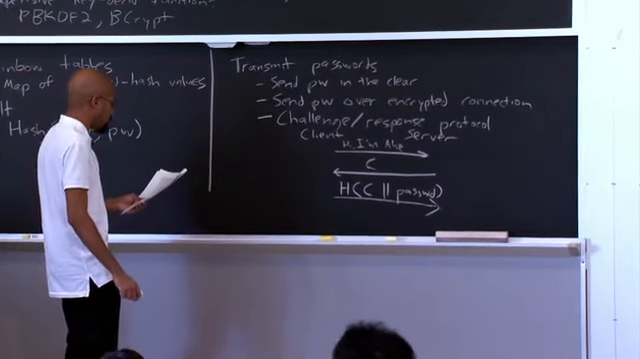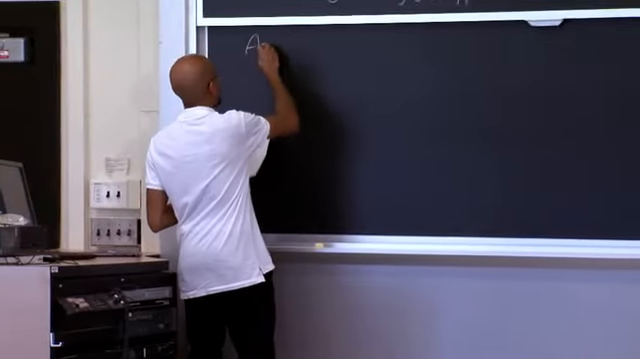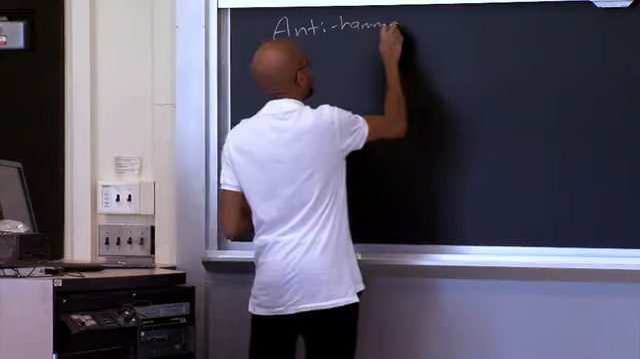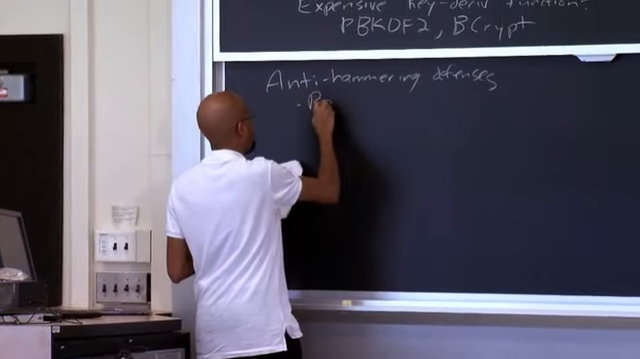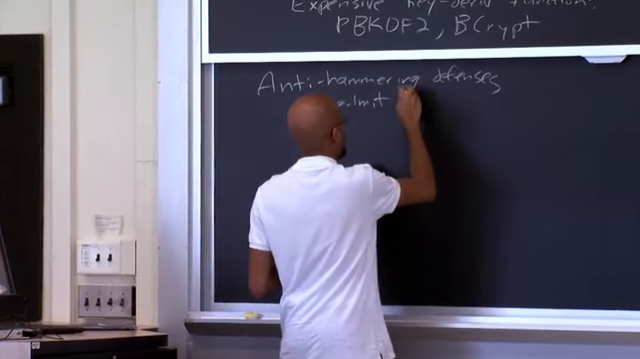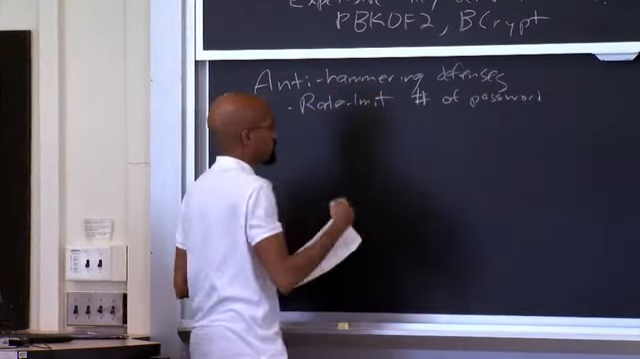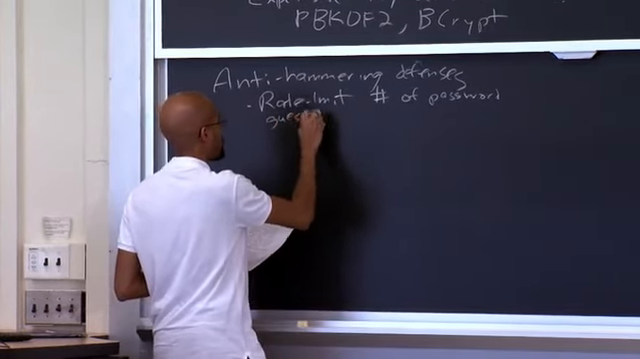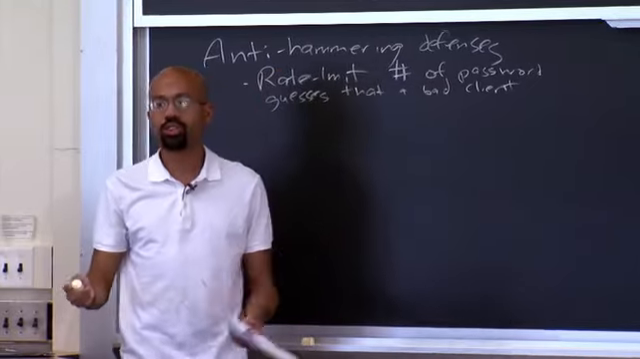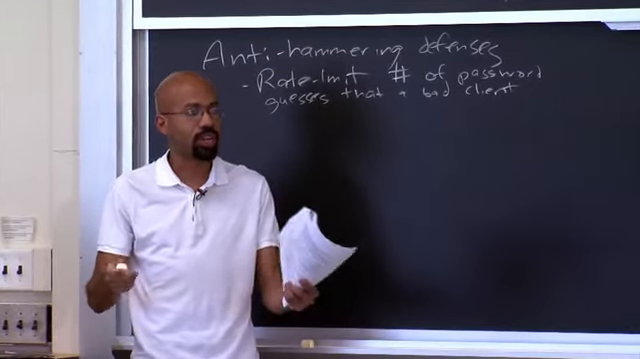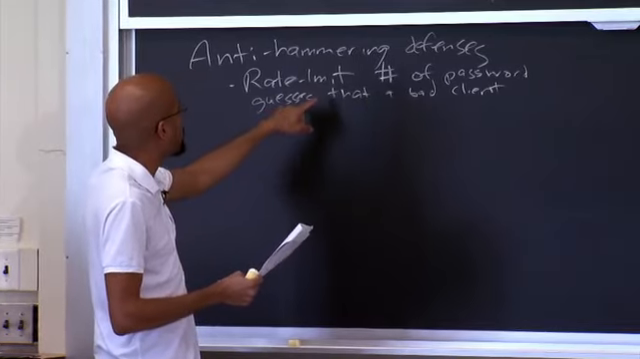So one thing I mentioned that might be useful to do is implementing anti-hammering defenses. Anti-hammering defenses are basically designed to rate limit the number of password guesses that a bad client can issue. Because if you've got some client who's trying to launch one of these brute force guesses against a password, you don't want that client to be able to sit there in a tight loop and just say, is this the password, is this the password, is this the password? So one way you can do anti-hammering is, like I said, just rate limiting.